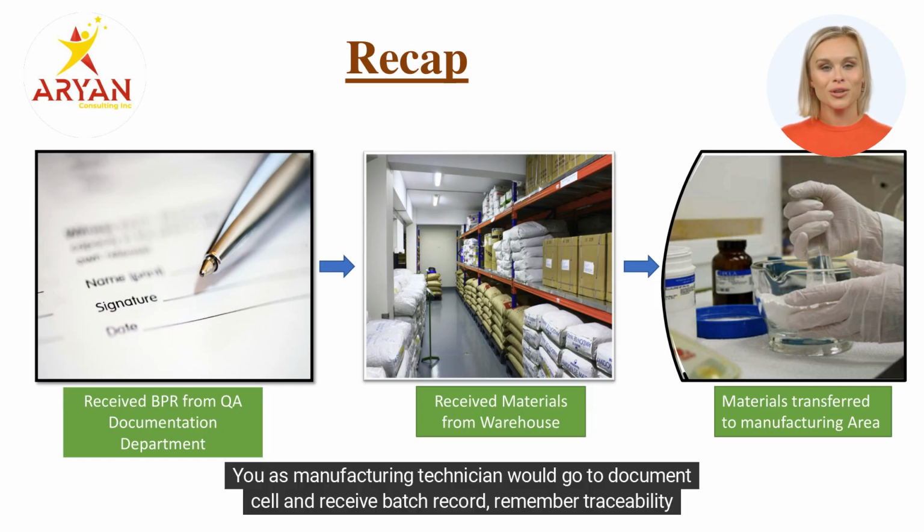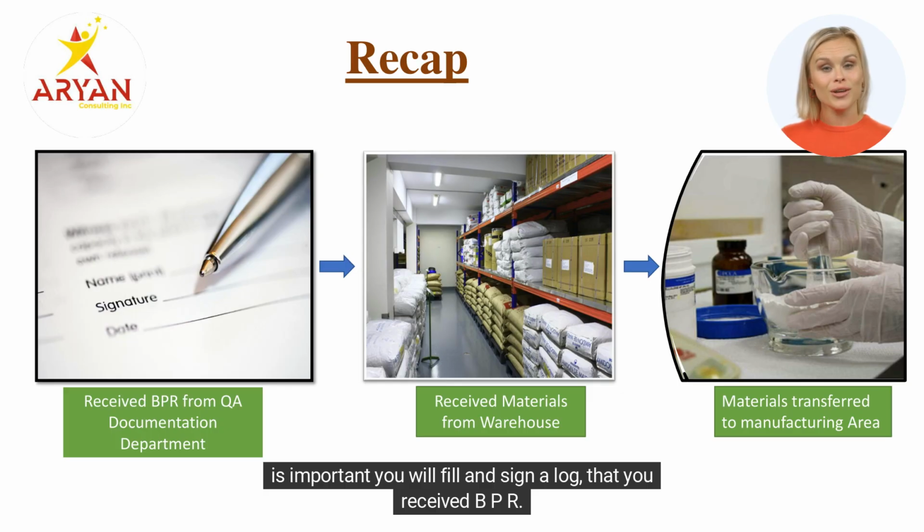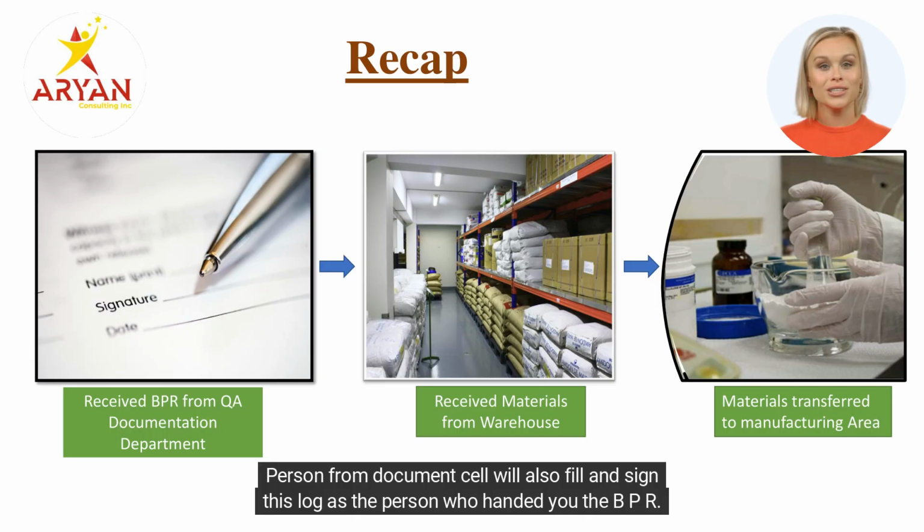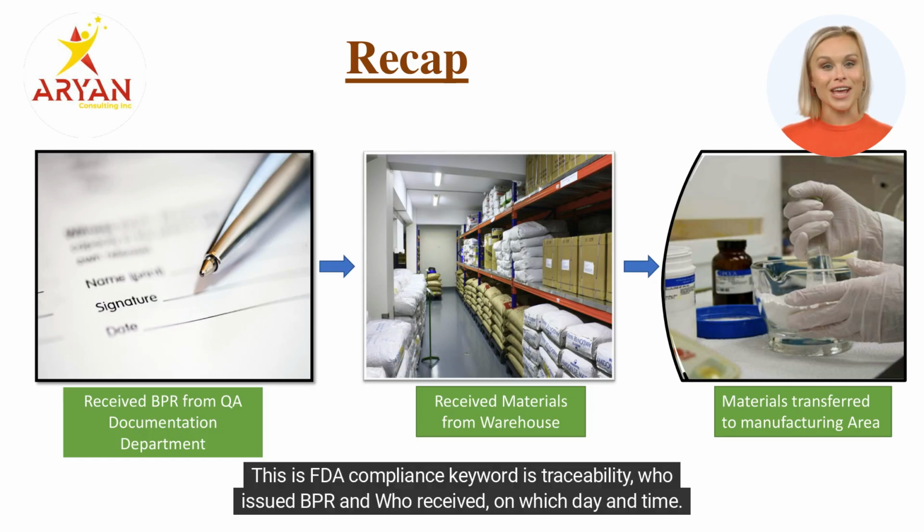You as the manufacturing technician would go to the document cell and receive the batch record. Remember, traceability is important. You will fill and sign a log that you received the BPR. The person from the document cell will also fill and sign this log as the person who handed you the BPR. This is FDA compliance. The keyword is traceability: who issued the BPR and who received it, on which day and time.